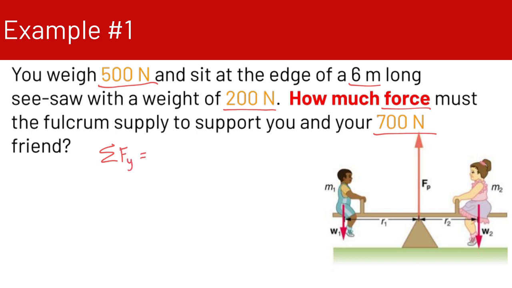So we have the sum of forces in the y direction. We've got your weight, 500 newtons. Those are pointing down, so it's negative. Then we have the fulcrum, we'll call that FP. FP is positive. The 200 newtons is the weight of the seesaw, so the 200 newtons is negative, actually.